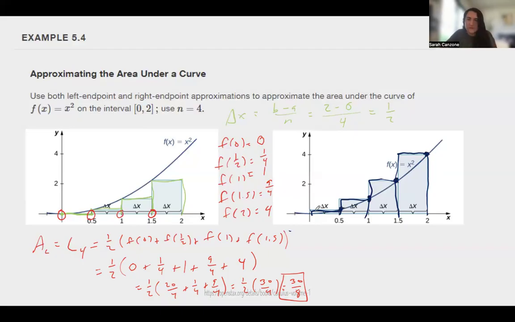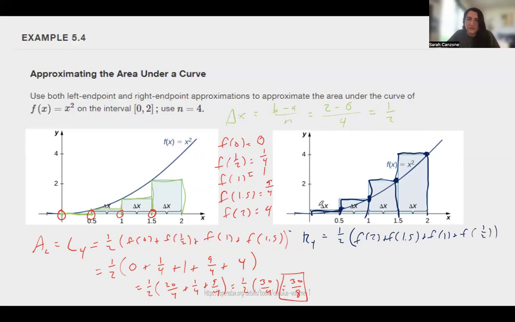What you notice is we're not using 0. So that tells me that the right area with 4 rectangles is going to be the change in x, which is 1/2, because that's the width of all of these rectangles, times, well, now we can start from the right. So this is going to be f of 2 plus f of 1.5 plus f of 1 plus f of 1/2. And again, you notice we have 4 here.